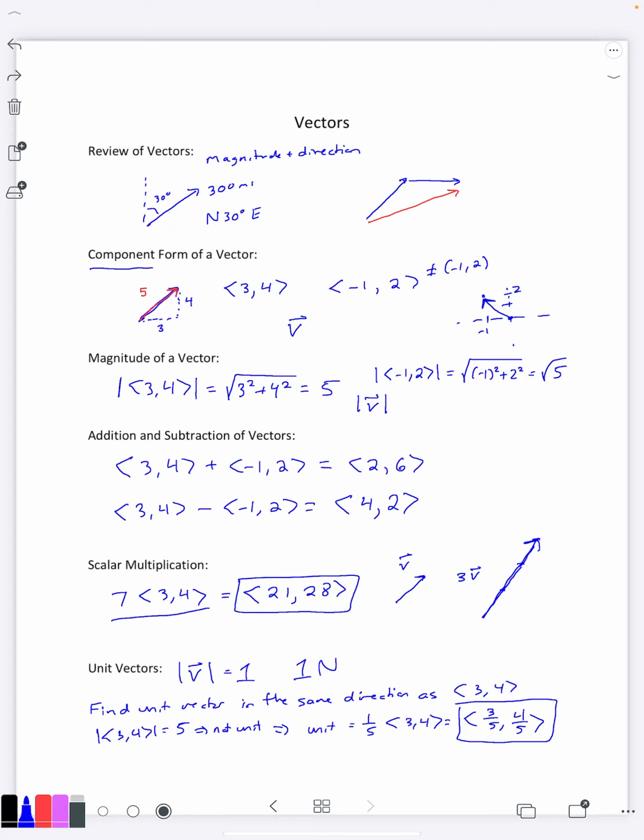So this is a quick rundown of the component form of a vector and how we can use it to solve problems. And it really is the superior way of handling vectors compared to the magnitude and direction way that we saw in an earlier video.